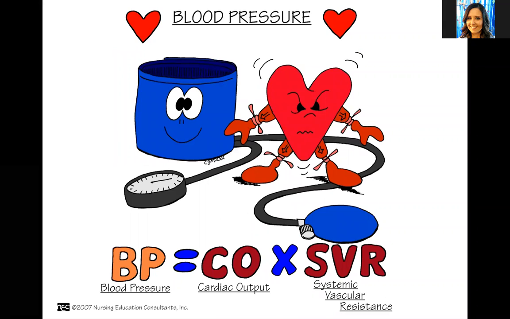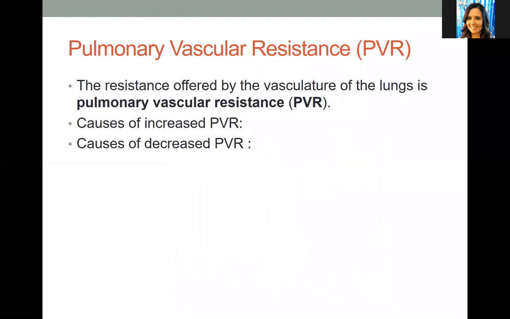So blood pressure. When we take a blood pressure, yes, we're getting some numbers and we're recording it and trending it. But really, when we're doing a blood pressure, it's our cardiac output times our systemic vascular resistance. So we talked about SVR, let's talk about PVR, or pulmonary vascular resistance. Pulmonary vascular resistance is the resistance that the vasculature of the lungs has.